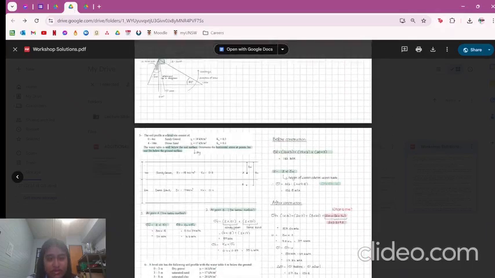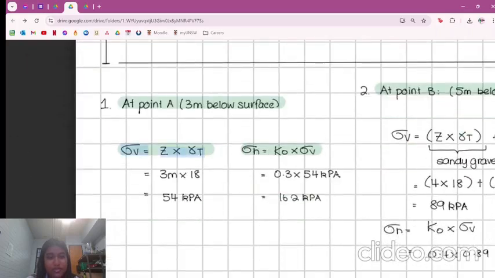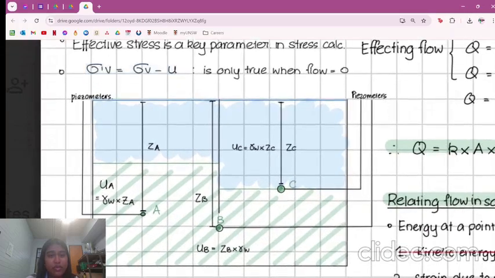Let me find it. Oh, here. This formula here, you use to find the total vertical stress. And then once you minus the pore water pressure using this formula there, you're able to get the effective vertical stress.